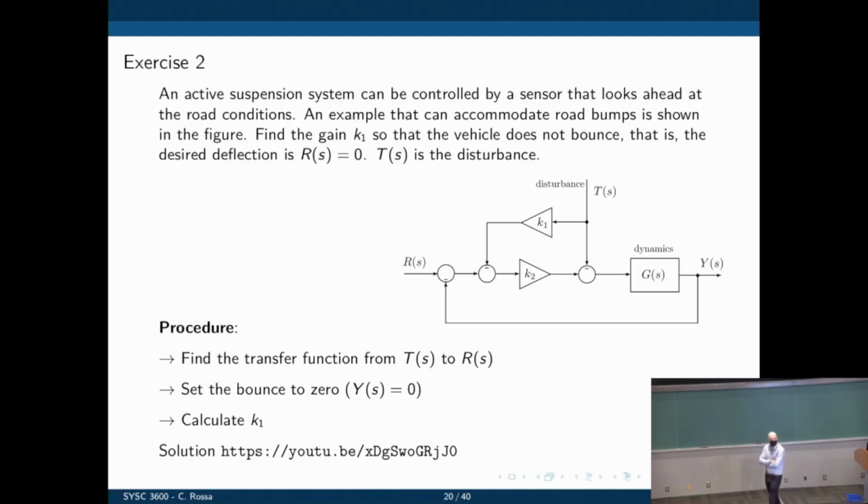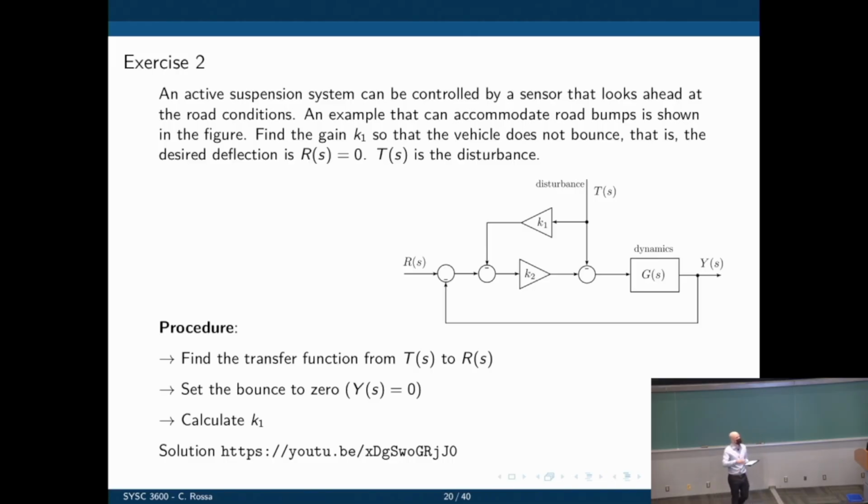So what we have here is a suspension system like the one I have in the assignment, but this is an active suspension system. So it looks ahead at what is happening in the road, and then it adjusts the car parameters to make sure that there is no position change. So you're always on a flat surface. What do we do here?